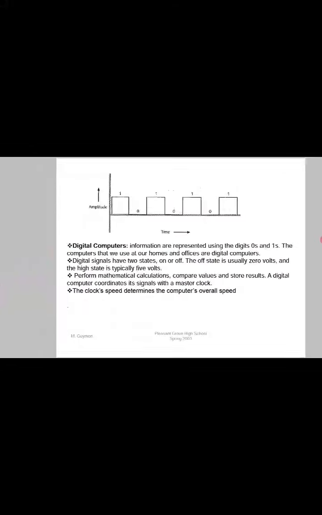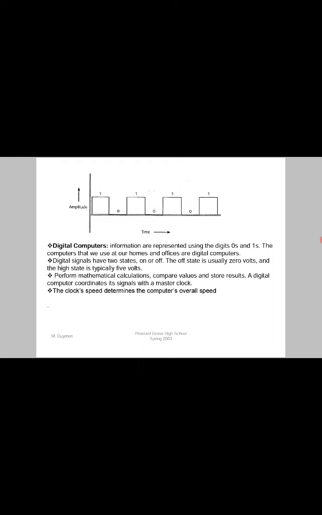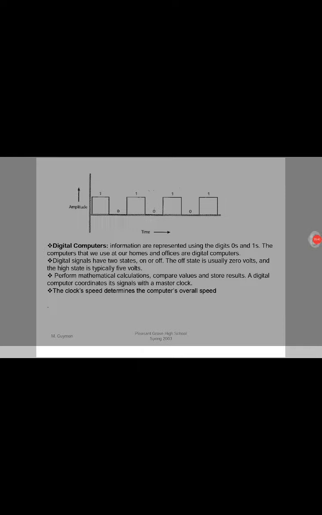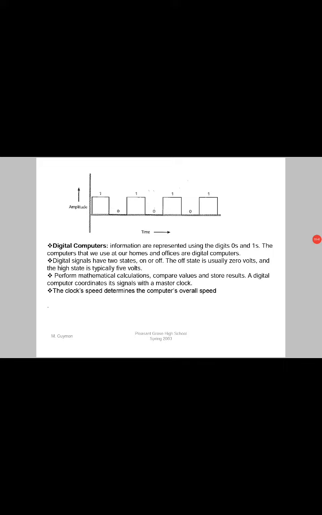So, based on the type of computers, computers are generally of two types: digital computers and analog computers. In digital computers, information is generally represented using the digits 0 and 1.